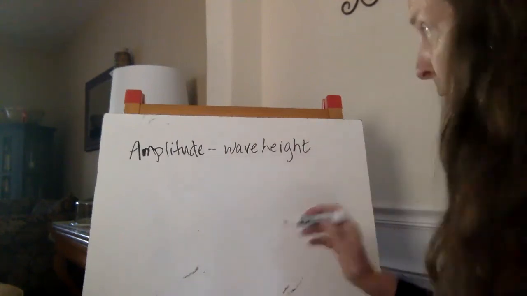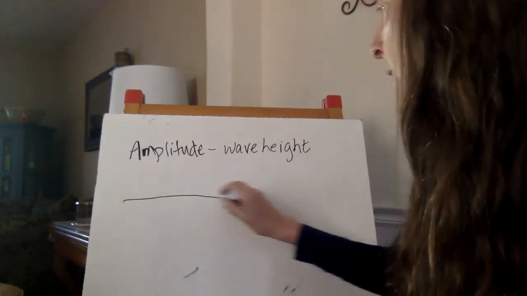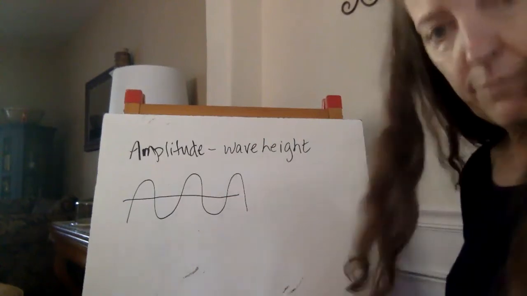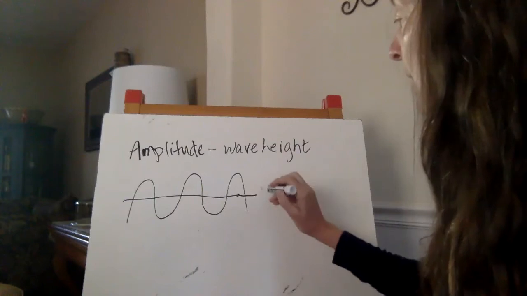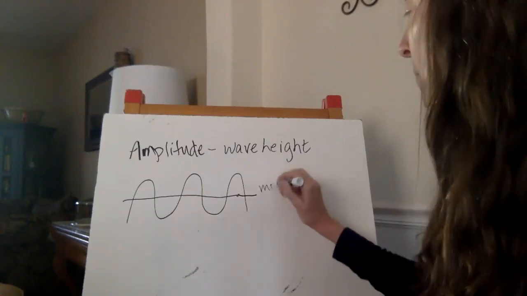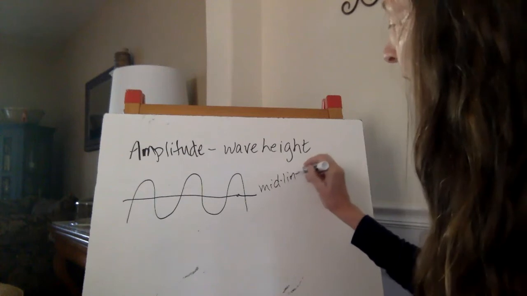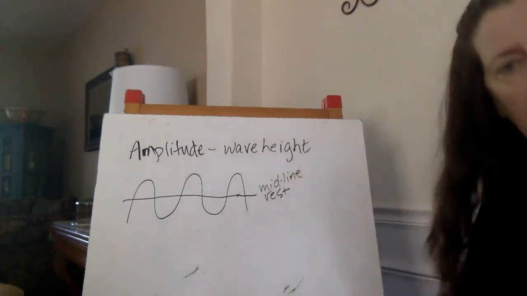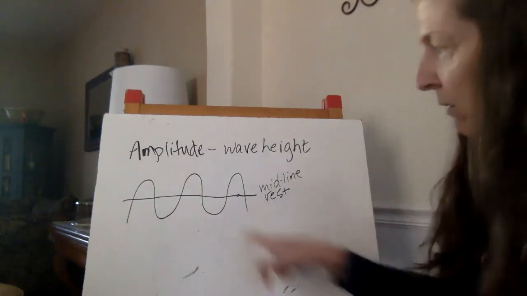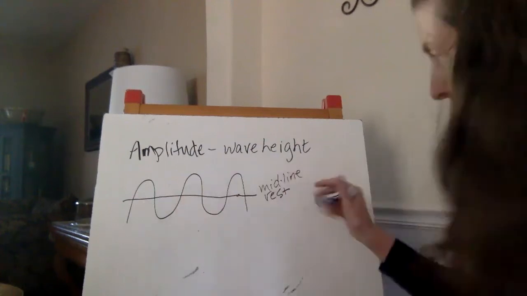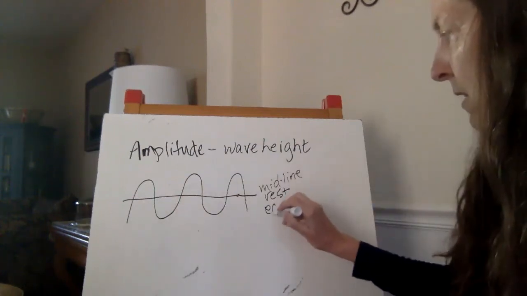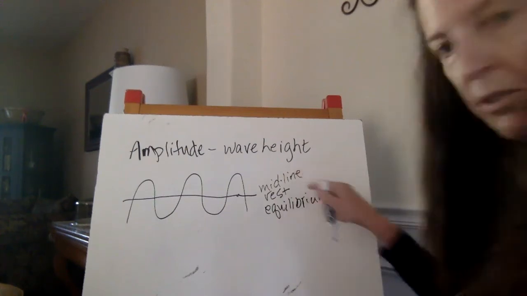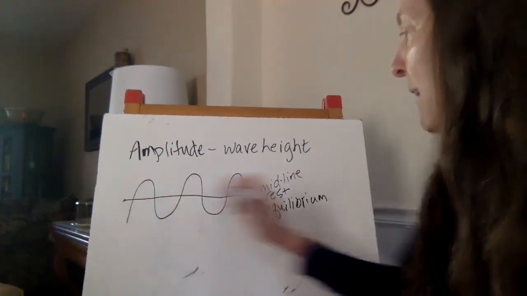But what's important is how do we measure it? So if we had a wave, okay, this middle line, it has a couple names. Like on some of your papers, I actually called it midline, but it's also called rest. So the idea is, like, if I had a rope or a slinky and I'm laying it on the floor, it's here when it's not moving at all. And it's also called equilibrium. So those three terms mean this flat line right in the middle.